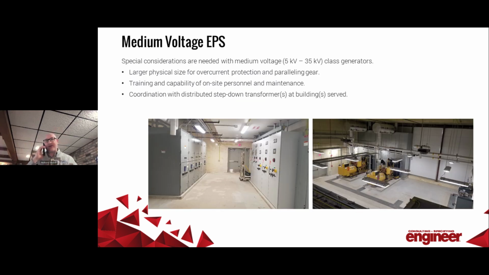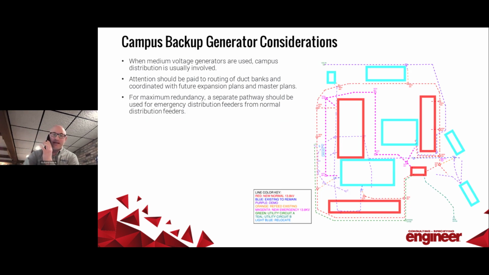If we have medium voltage, we're going to take those spacings into consideration because obviously we have a lot more space associated with a 15 kV or 5 kV class gear like you'd see on the left. And we're going to want to plan for maybe a campus distribution when we're doing medium voltage. In something like this, we're going to have large duct banks that are going to travel throughout the campus.